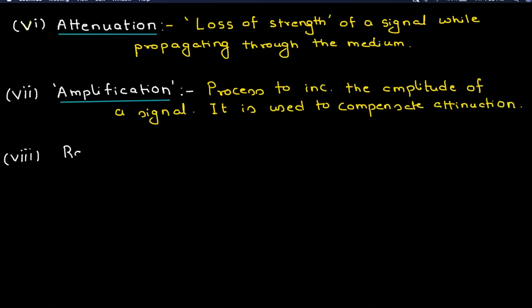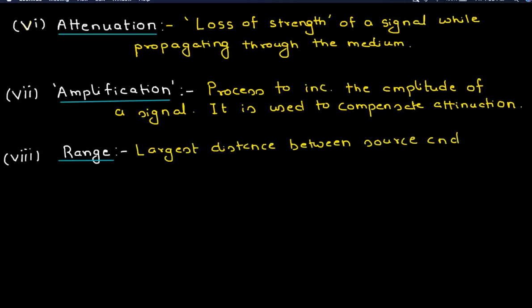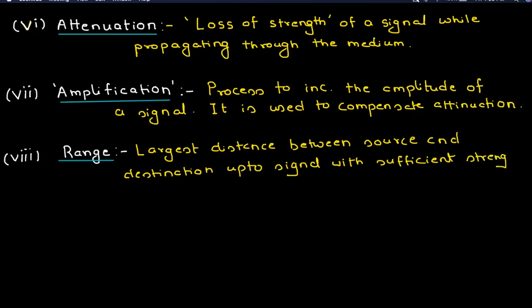Write down range. It is the largest distance between source and destination up to which the signal with sufficient strength is there. Now, sufficient strength is a subjective term. So that is why range also will be, like, 20 to 30 meters, 30 to 50 meters, like that. They will give you a range. Fine. So this is the range.